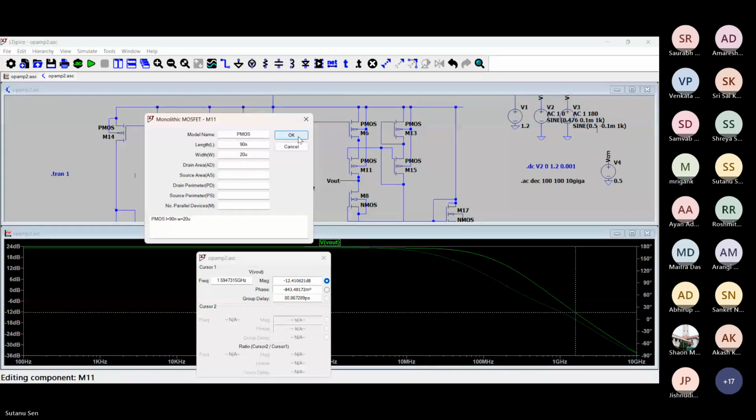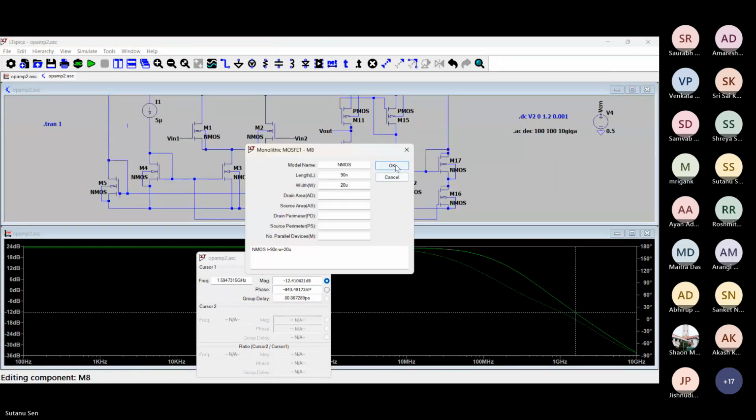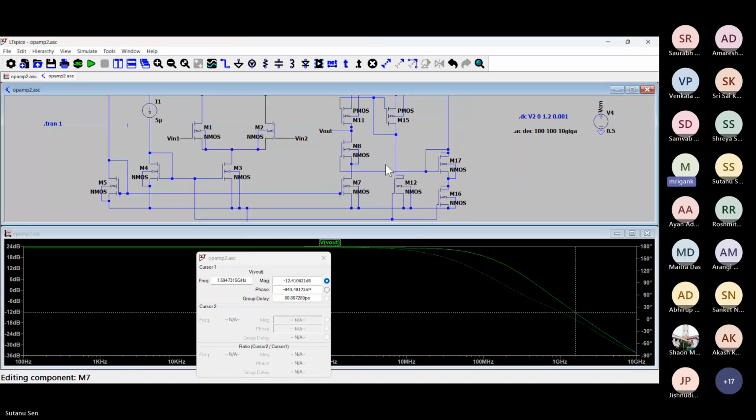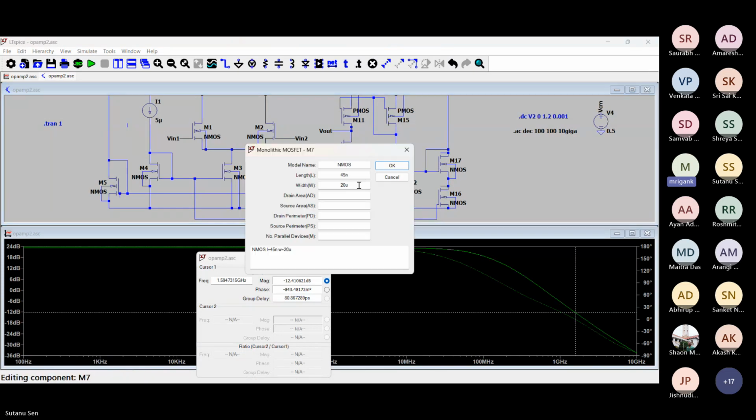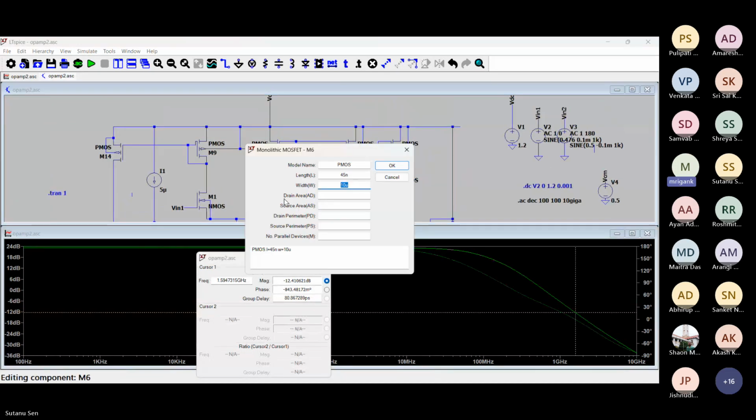Go down. So you have to increase the L. So make both of these also larger. So W and L both you can increase. So W you can make it 40 micro and length you make it 90. 90 nano, not micro.